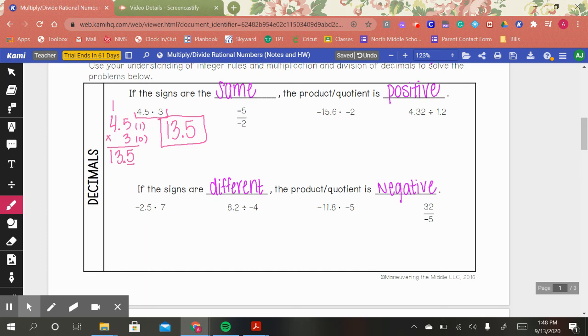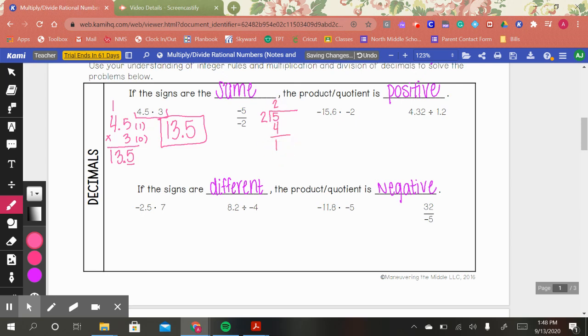-5 divided by -2. Again, same sign, so my answer is going to be positive. I'm going to set up my problem. Probably need to move that down a little bit so I have some room to work. Cowboy goes inside the house. Horse has to stay outside. 2 goes into 5 2 times. And I have 1 left over.